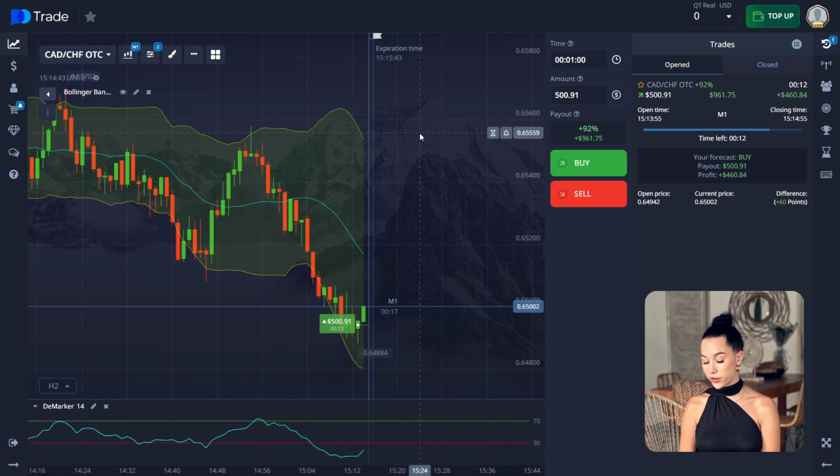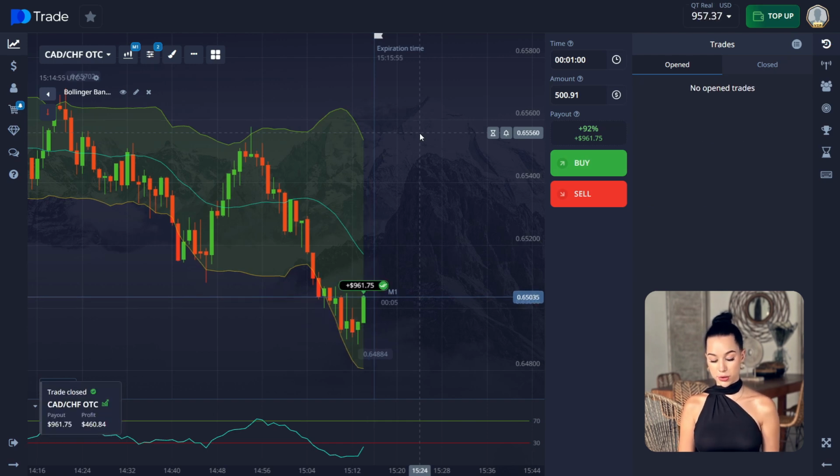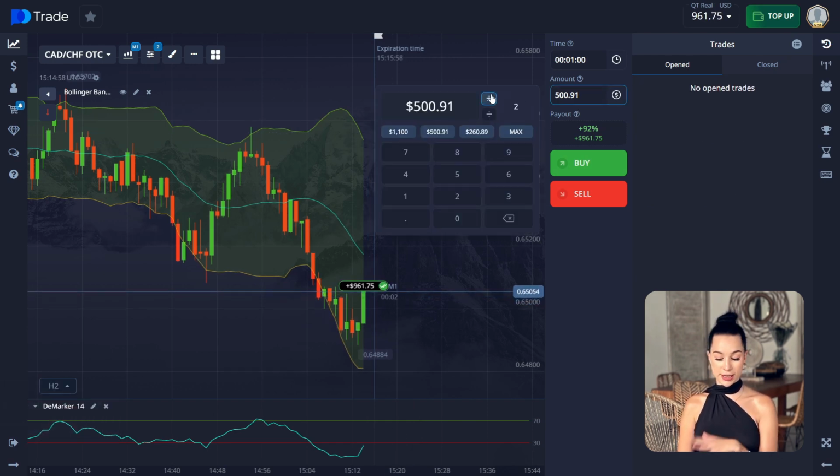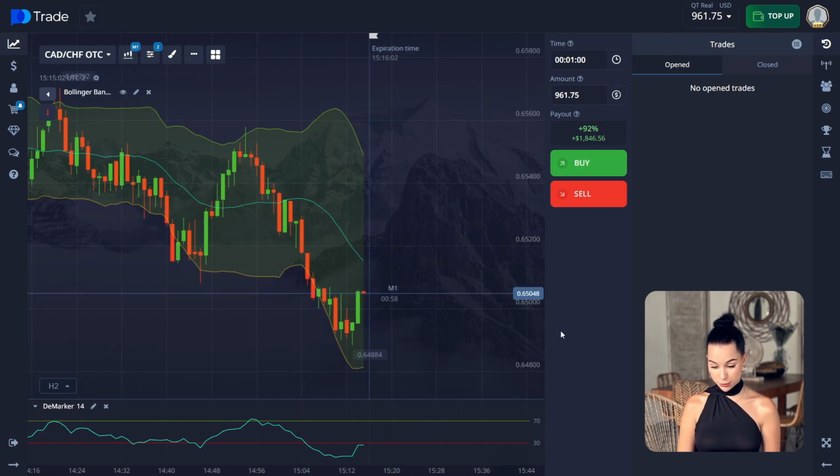Actually, the DeMarker indicator is kind of not that popular, but it's pretty accurate by the signals. You also can use, maybe before, the RSI indicator, so they kind of look alike. So you can just try the DeMarker and RSI, for example, and choose what is the best for you. So yeah, guys, we close this trade perfectly.